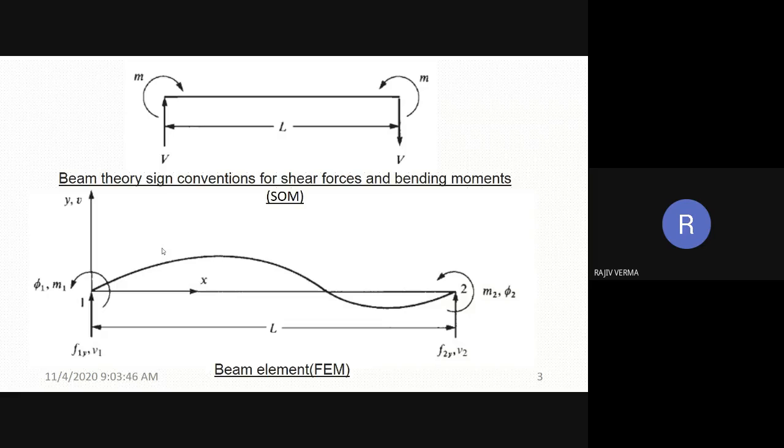You can very well notice that at the left end, moment m1 is considered to be positive when it is acting in the anti-clockwise direction. But from the strength of materials theory, the moment m is positive when it is acting in the clockwise direction. Similar comparisons can be made for movements acting at node 2 and forces acting at node 1 and node 2.